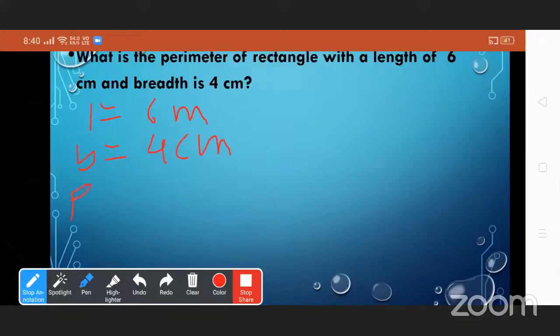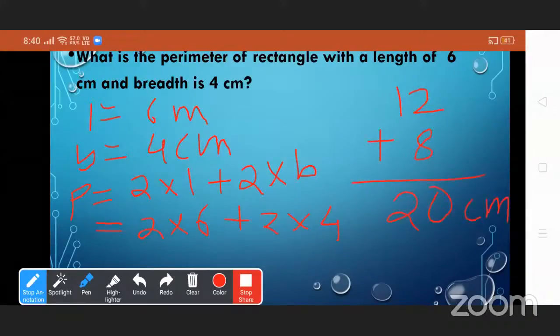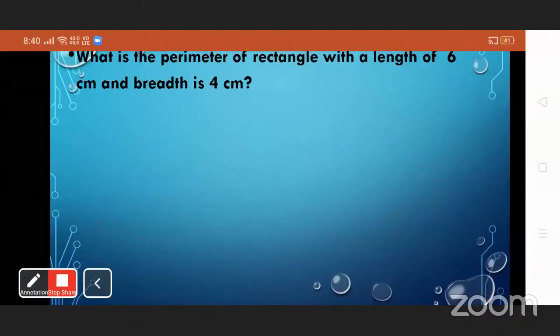Okay. So perimeter is 2 into L plus 2 into B. So 2 into L is 6, and breadth is 4. So 2 into 6 is 12 plus 4. So the perimeter is 20 centimeter. Okay, good. 20 centimeter.